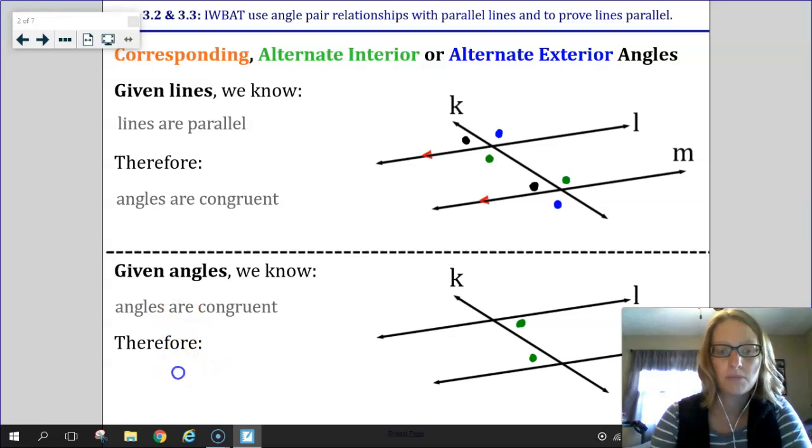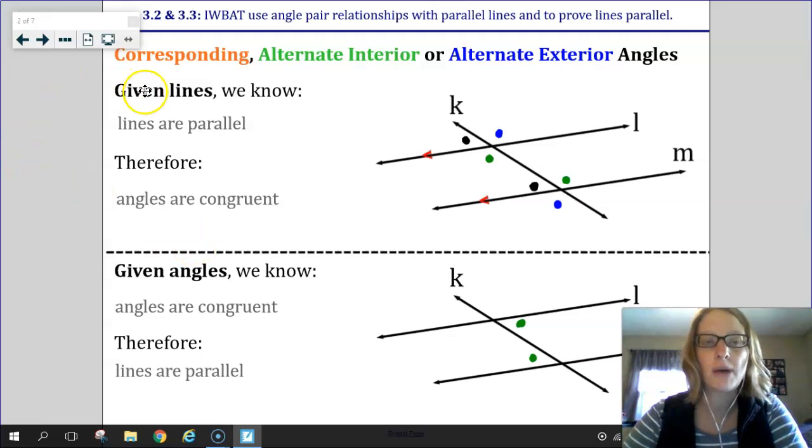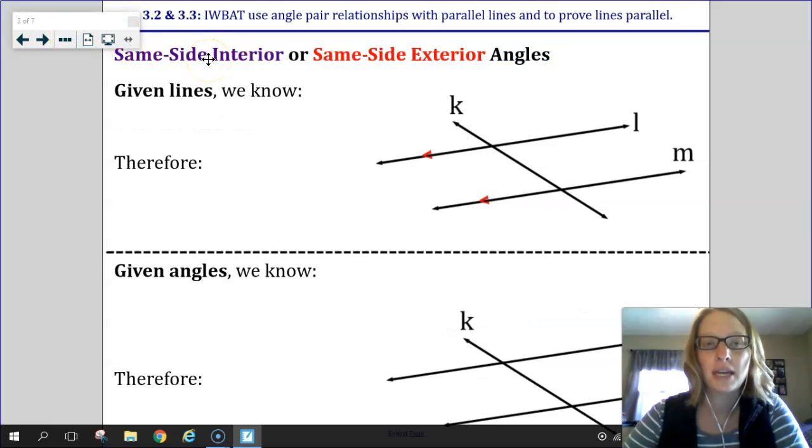So notice it works both ways. Either we know the lines are parallel, so we know some stuff that the angles are congruent, or the flip-flop. If the angles are congruent, then the lines must be parallel. This congruent relationship is true for these three pairs: corresponding, alternate interior, or alternate exterior. Let's take a look at one other relationship, and that's for same side interior or same side exterior.